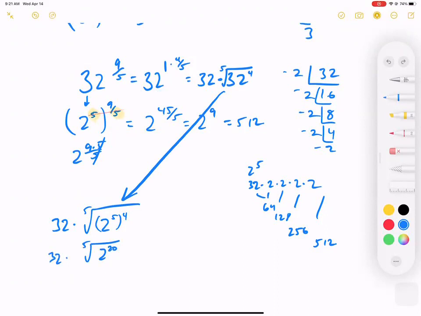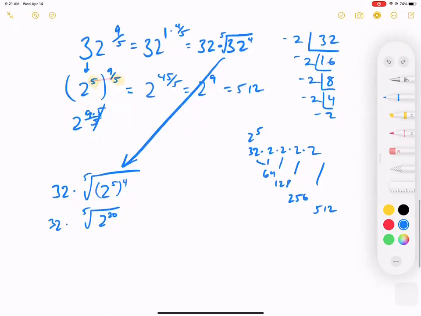Now, how many 2's do we have? We have 20 of them, and we're looking for sets of 5. So this reduces down to 32 times 2 to the 4th power, because 20 divided by 5 is 4. Or if I want to write 1, 2, 3, 4, 5, 6, 7, 8, 9, 10, 11, 12, 13, 14, 15, 16, 17, 18, 19, 20, right? Each of these sets becomes a single 2. Just to wrap your brains around it if you guys haven't figured out what radicals are. So that's why we have 2 to the 4th.